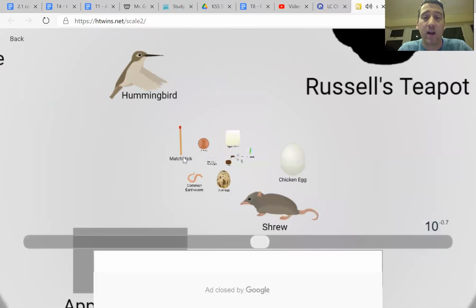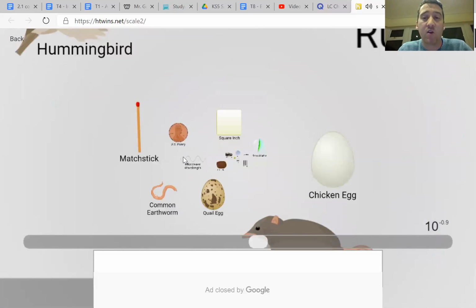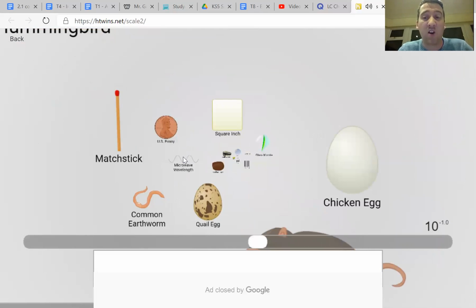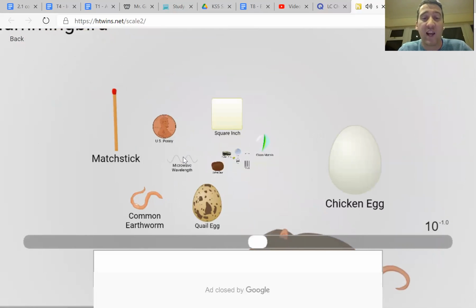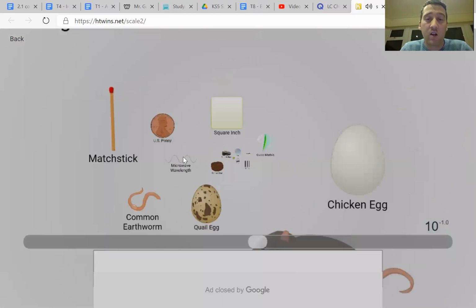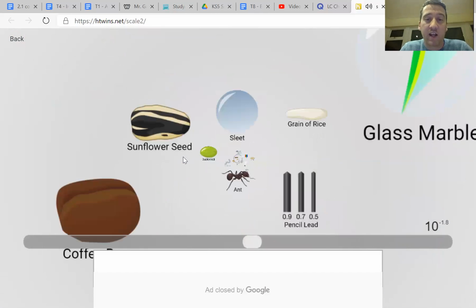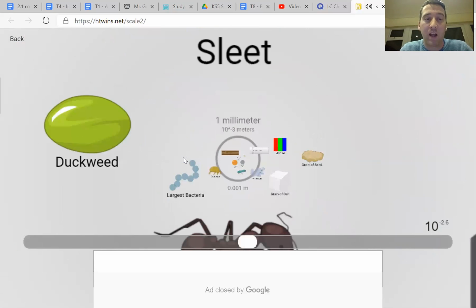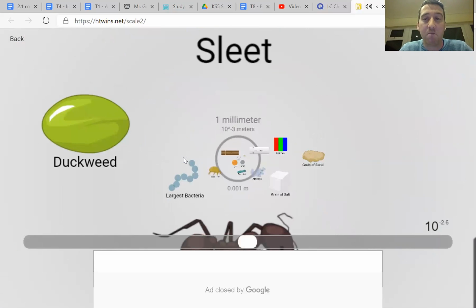So if I start to zoom in, now I have things which are much smaller. These are a fraction of a meter now. Chicken egg that we're used to eating, quail's eggs are even smaller. Matchsticks smaller. We're getting down to the size now where we need to go to the next level down. We don't measure them in meters anymore. We're getting down to the stage where now we're talking about millimeters. So these are things which are measured in millimeters.